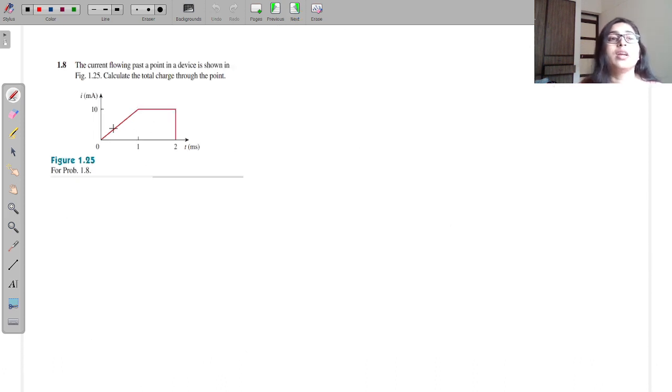Next, let us see. The current flowing past a point in a device is shown in figure 1.25. Calculate the total charge through the point. So now the current is given, I have to find the charge. So here we can do the integration, right? We can do the integration. So I'm going to get the parabola from 0 to 1 because this is a ramp. Integration of ramp is parabola. So what is this? It is 10. So I can write an expression for this now.